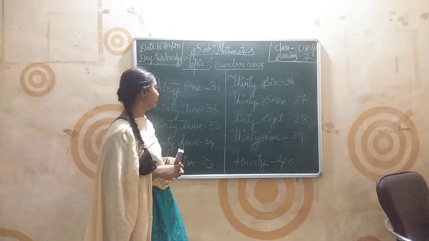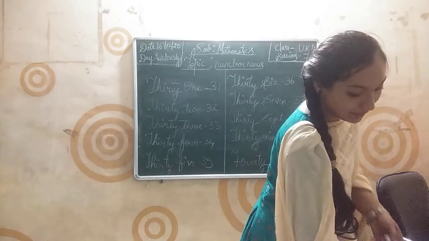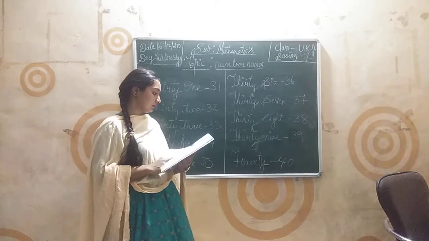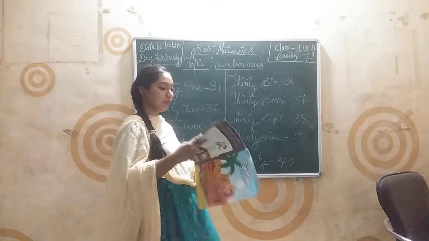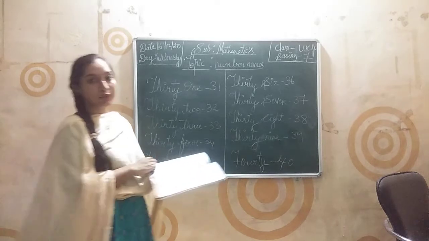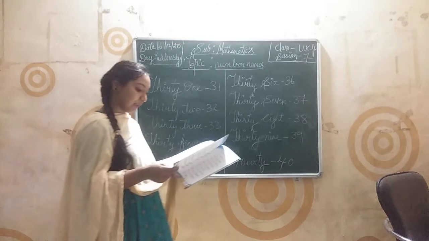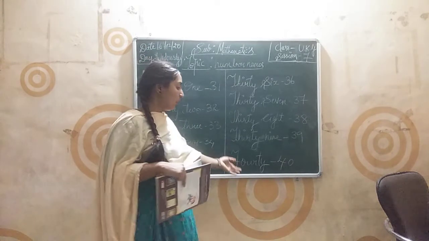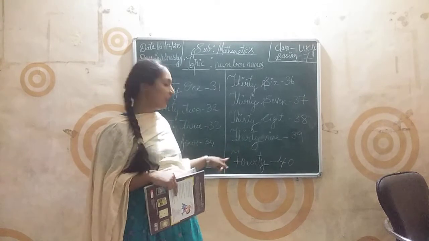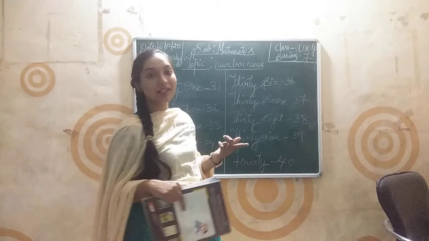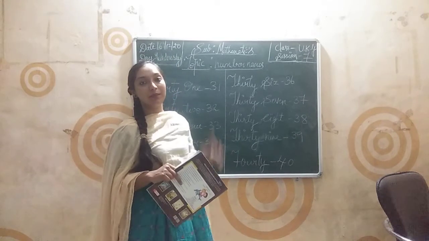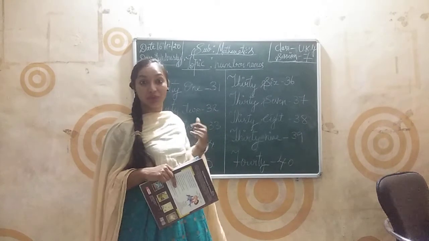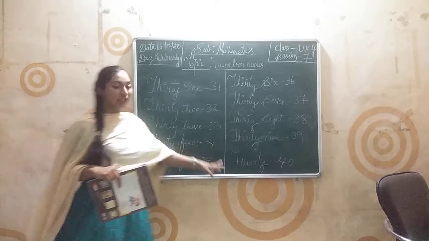Okay, students. Next, the book has given number names from 41 to 50. If you don't know how to write number names, you can refer to your textbook pages 41, 42 and 43. What shall we do in today's class? Till 40 is enough. In the next class we shall learn number names from 41 to 50, because if we learn 41 to 50 today, we will get confused. So 31 to 40 is enough in today's class.